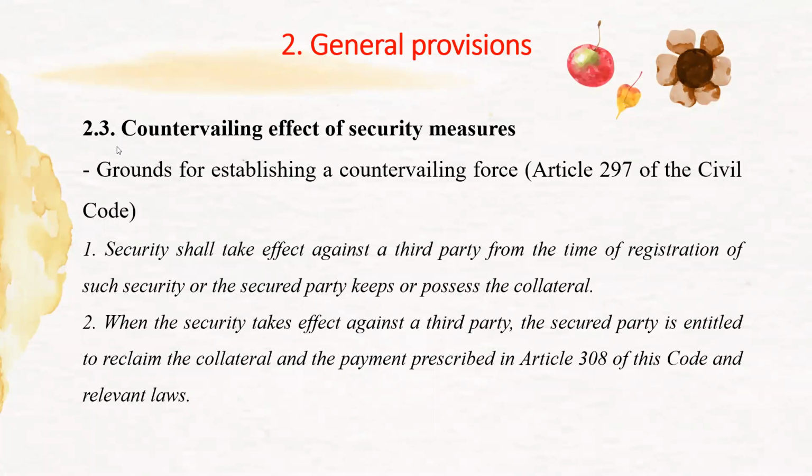Countervailing effect of security measure. Ground for establishing the countervailing force, Article 297 of Civil Code. Security shall take effect against a third party from the time of registration of such security, or the secured party keeps possessing the collateral, where the security takes effect against third party. The secured party is entitled to reclaim the collateral and payment prescribed in Article 308 of this Code and relevant law.